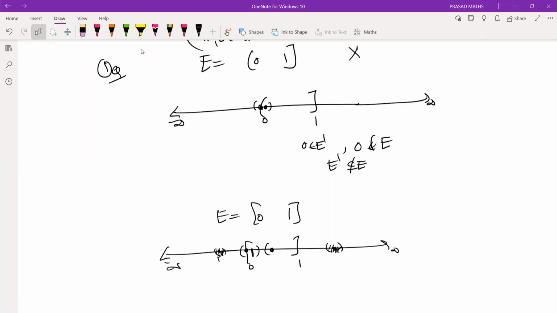Is it a limit point? Yes. You give me any neighborhood, it contains at least one point other than this. Is it a limit point? Yes. Give me any neighborhood, it contains at least one point other than 1. Therefore, what are the limit points? 0 and 1. This is nothing but what? E. So this is a subset of E. Therefore, E contains all its limit points. Hence, it is a closed set.